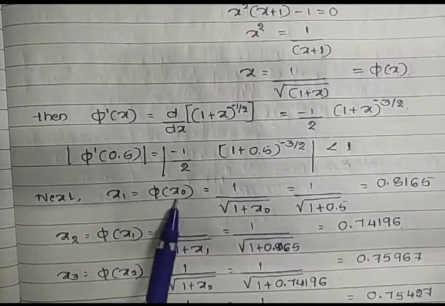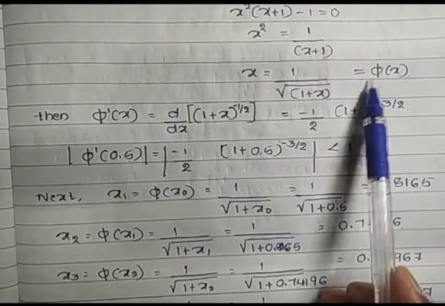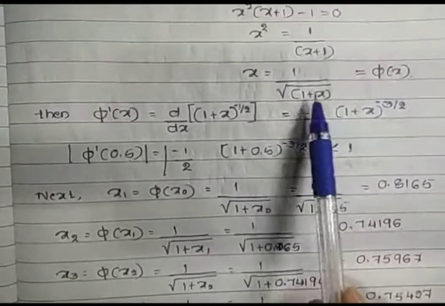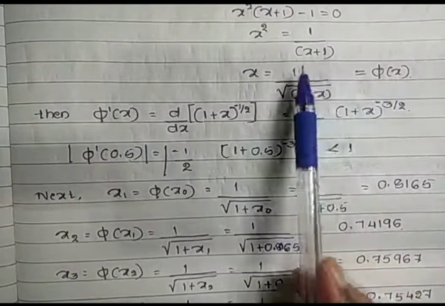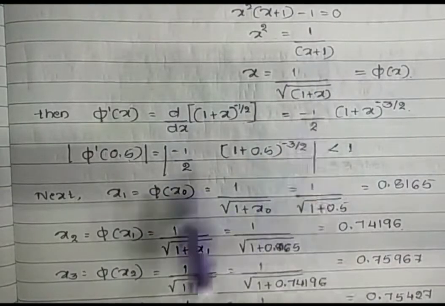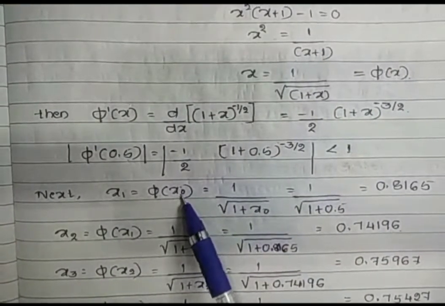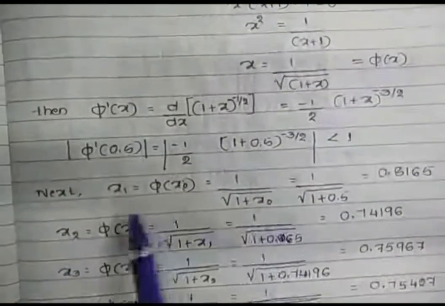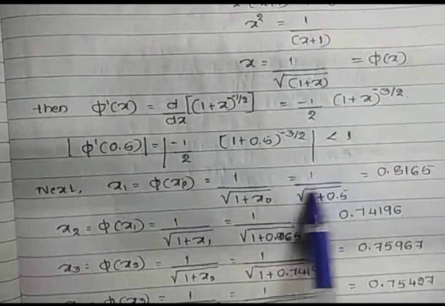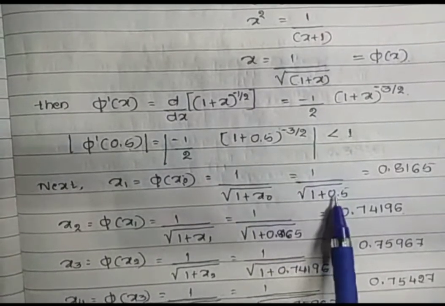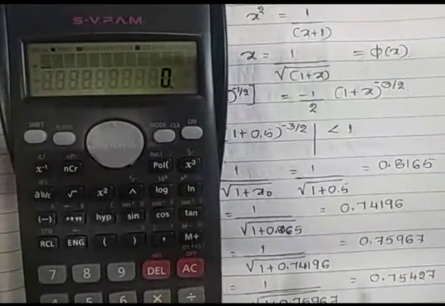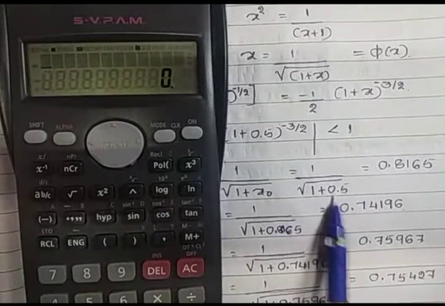See, what is this phi of x naught? Here we have phi of x. Phi of x is 1 divided by root of 1 plus x. Now replace that x using x naught. Then 1 divided by root of 1 plus x naught. Now what is x naught? x naught is 0.5. Therefore, x1 is equal to 1 divided by root of 1 plus 0.5. Now using a calculator, if we simplify this one, see what we get here.